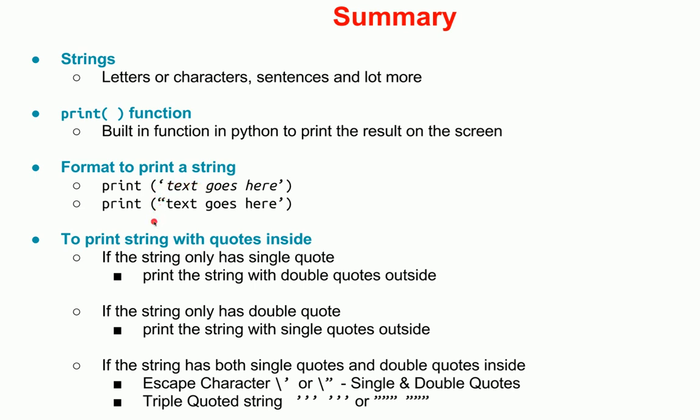And later we learned how to print strings which have quotes inside. If the string has only a single quote, you can print the string with double quotes outside, and if the string has a double quote inside, you can print it with single quotes outside. What if you have both single quotes as well as double quotes inside a string? We have two options to print them. One is to use the escape character, where you use a backslash before a single quote and a double quote to print them as normal text. The other option is a triple quoted string, where you enclose the string with triple quotes. It could be single quotes as well as double quotes.